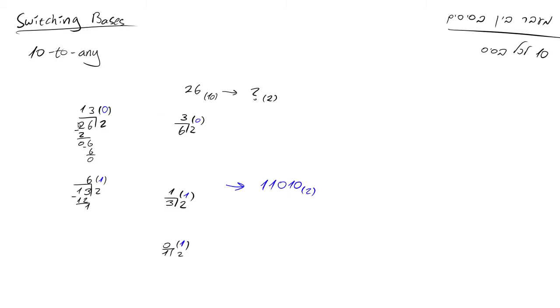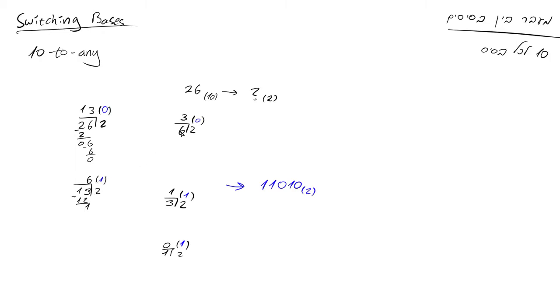What we do is take the number and start dividing it by the base itself, the base we wish to reach. So 26 divided by 2 is 13 with a remainder of 0. We remember the 0, the remainders, because they are important. And then we take the result, 13, and we divide it again by 2. We get 6 and a remainder of 1.